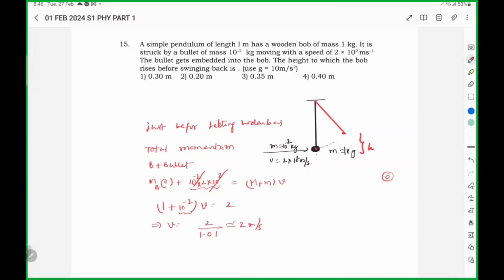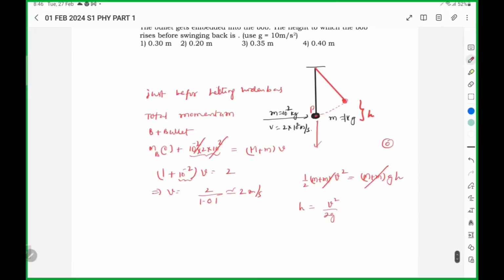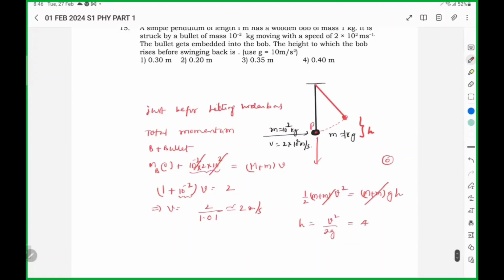With that velocity, this wooden bob plus bullet moves. So it has only kinetic energy at this point. When it rises to the maximum height, the total energy is converted to potential energy. H here is V square by 2g. So 4 by 2 into g, it is 0.4 meters.